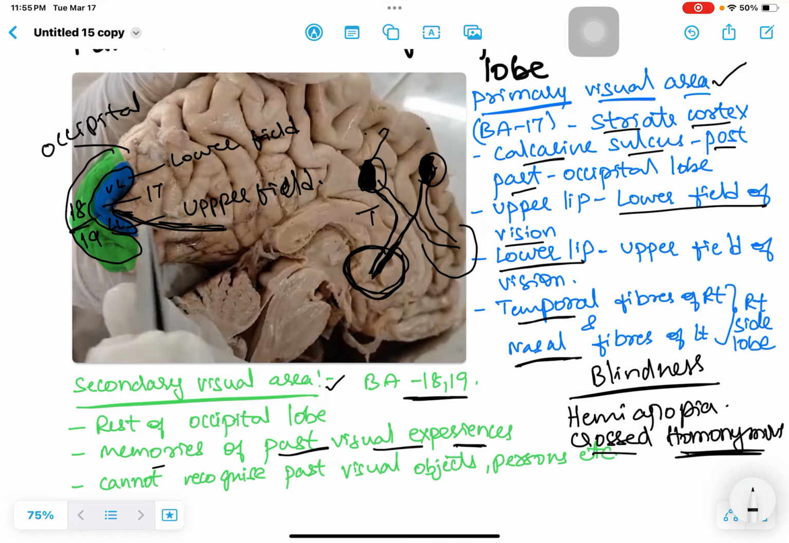If this area is damaged, you will forget the memory of the objects which you have already seen, or persons you have already seen, or places you have already visited. So this is the secondary visual area.